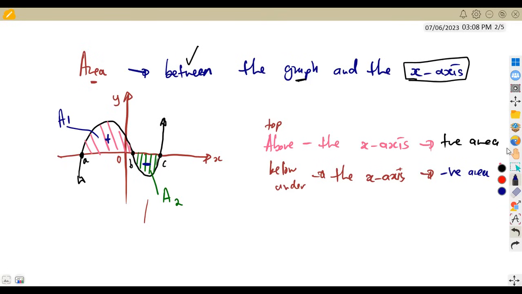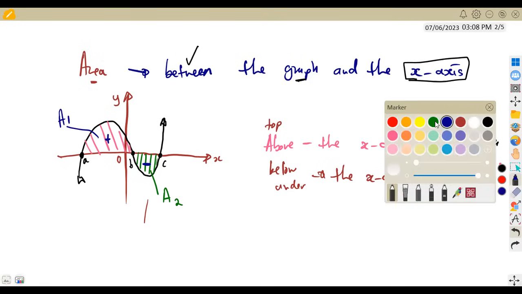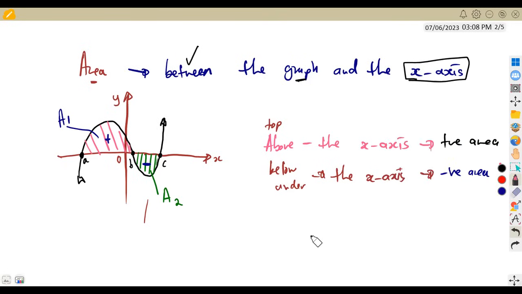Area, as long as you write your answer as a positive. Whether you get your area as -5, what you're going to do at the end is to write it as a positive. For example, we got our area as -5 square units. You can leave it like that, or therefore our area there is 5 square units. You write it as a positive. So this is how you calculate area.